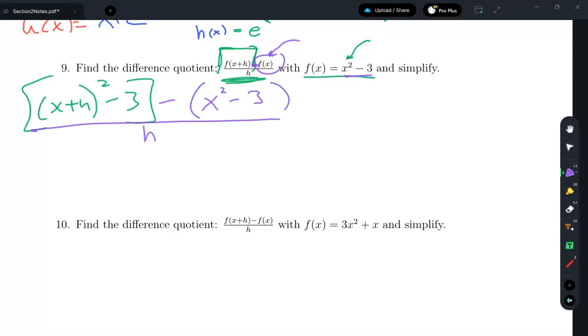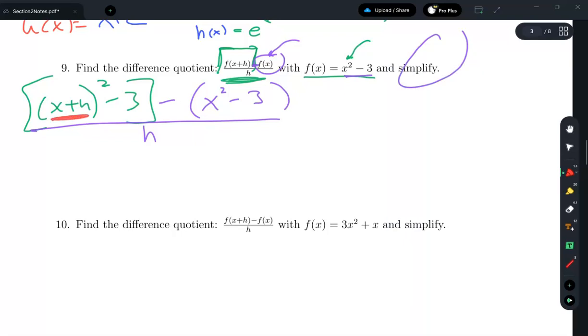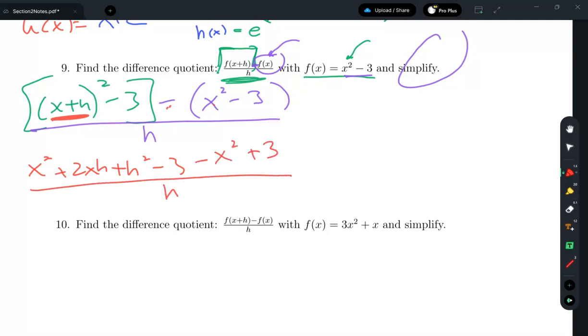All divided by h. Okay, it does say simplify, so let's invest the time to multiply things out. You know how to multiply that out quickly. X squared plus 2xh plus h squared minus 3, and I'm going to distribute this negative through, and it's all over the h. So let's identify what cancels. So I see a 3 and a negative 3, x squared and a negative x squared. So what am I left with? 2xh plus h squared. Oh, I think that's all that's left in the numerator.